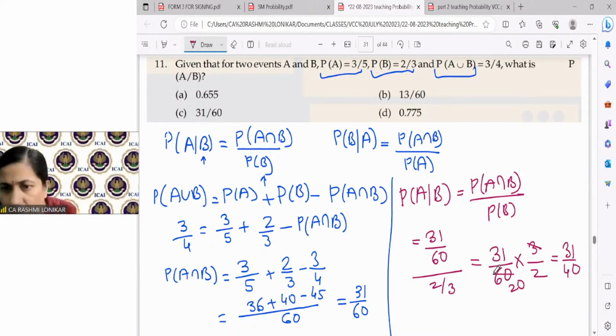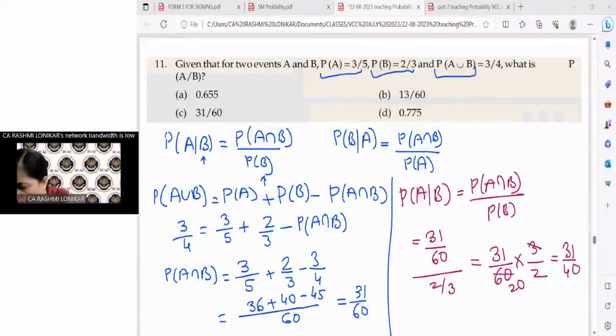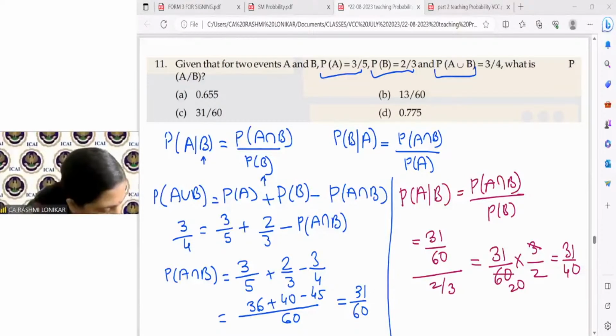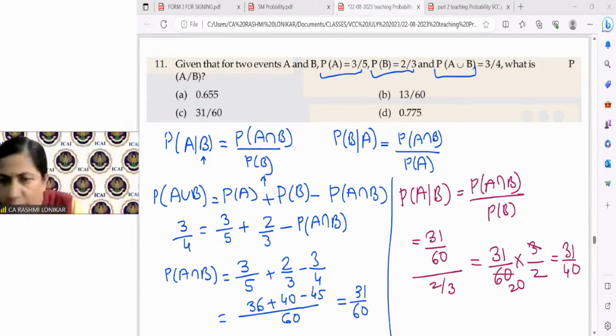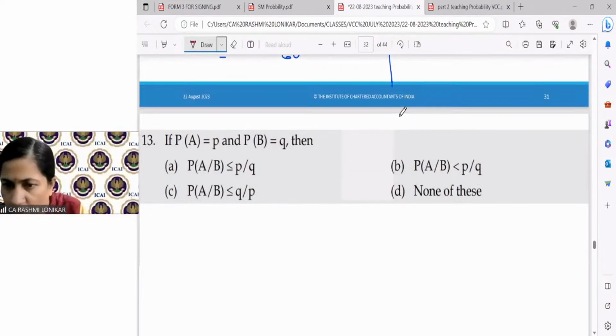Have you all got this answer? 31 by 40 is 0.775. Absolutely wonderful. This will be the answer. Let us go to the next sum.